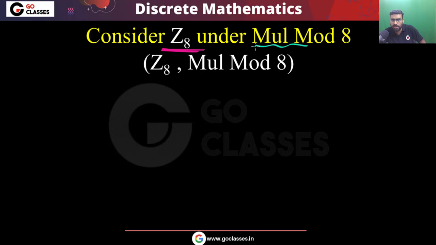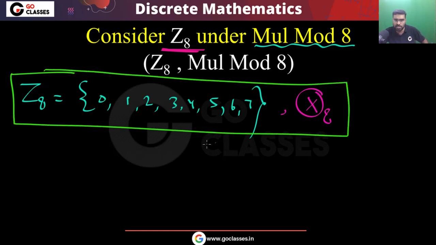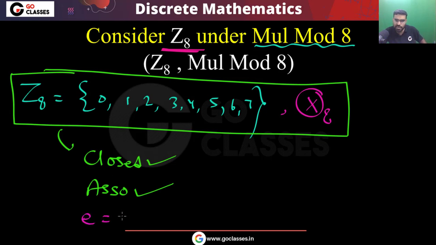But what about multiplication modulo 8? Under this operation, what can you say? First of all, what is Z8? Z8 is 0, 1, 2, 3, 4, 5, 6, 7, and your operation is multiplication modulo 8. All the properties are satisfied except the inverse property. This structure satisfies closure, and associativity because multiplication is associative, and it has an identity element, which is 1 for multiplication.